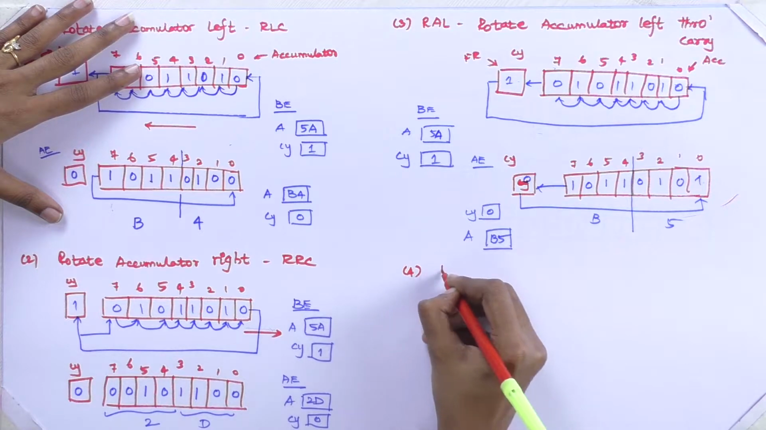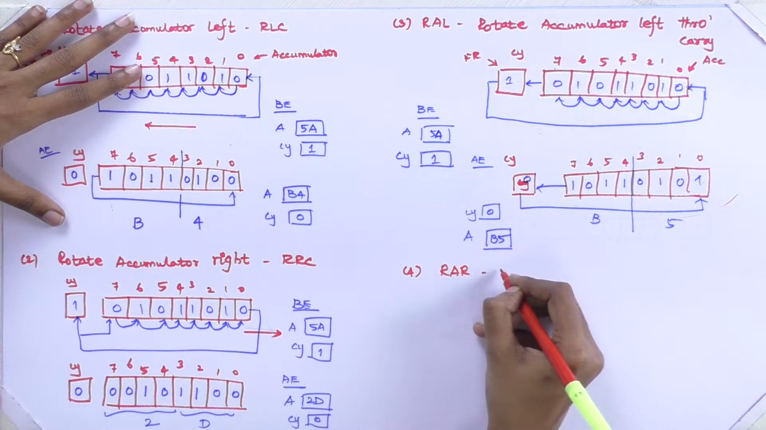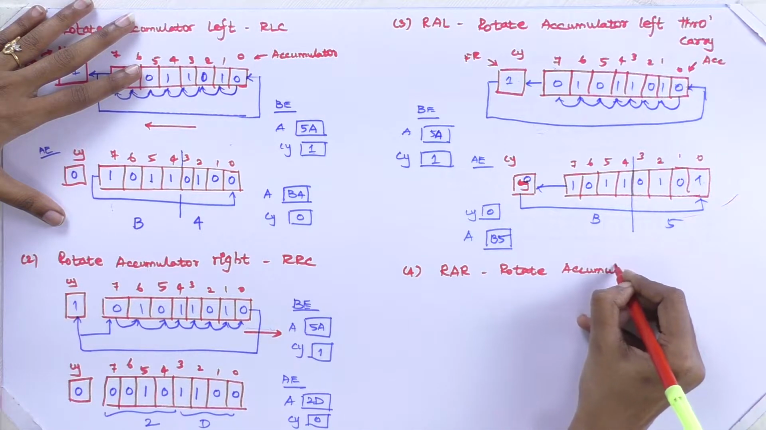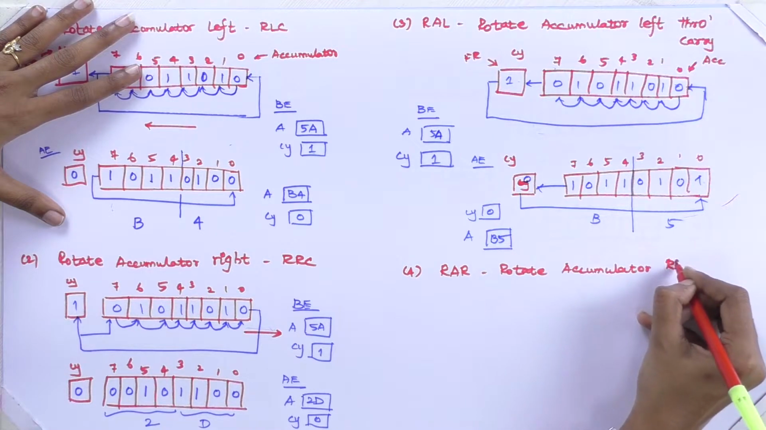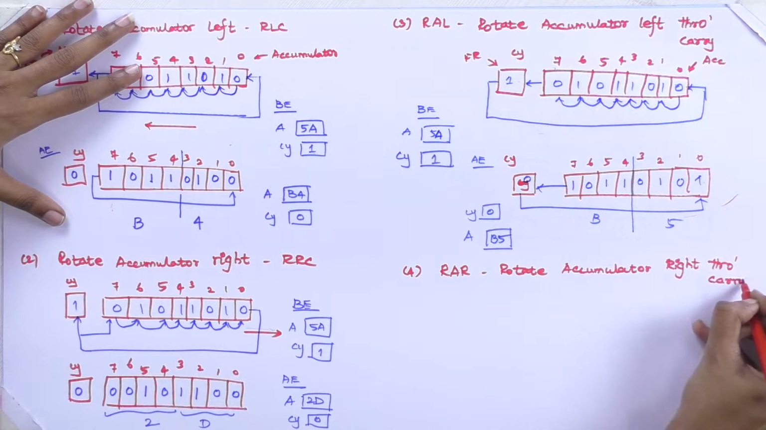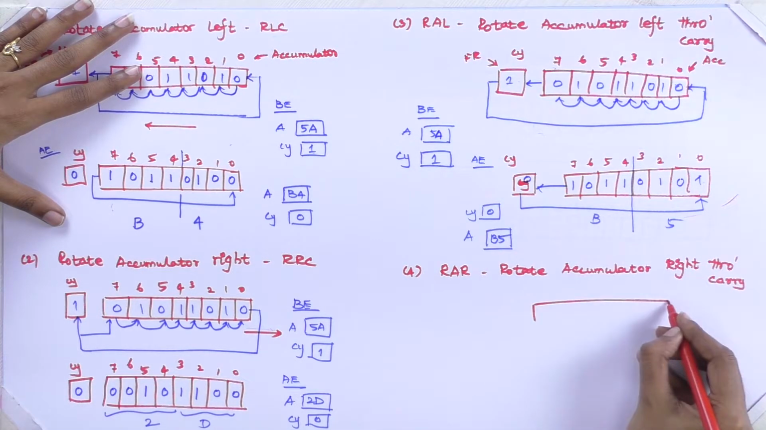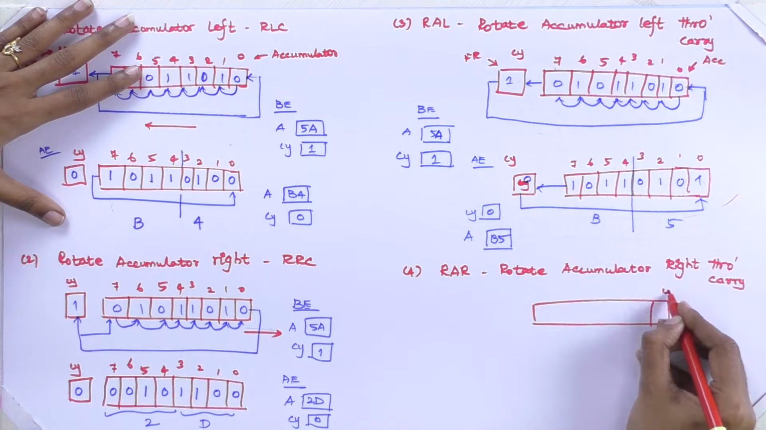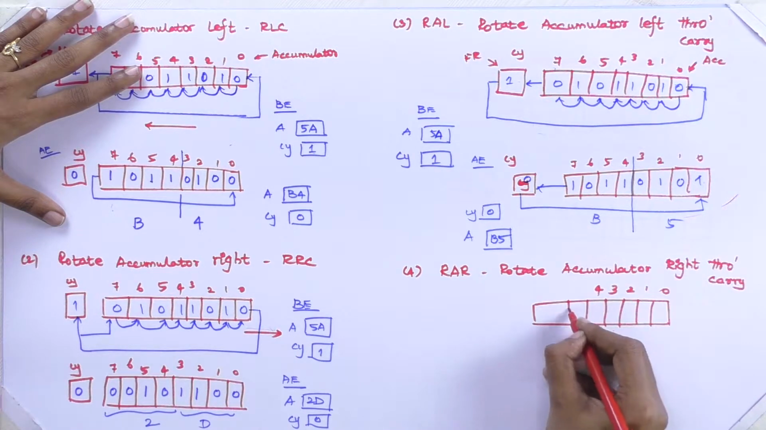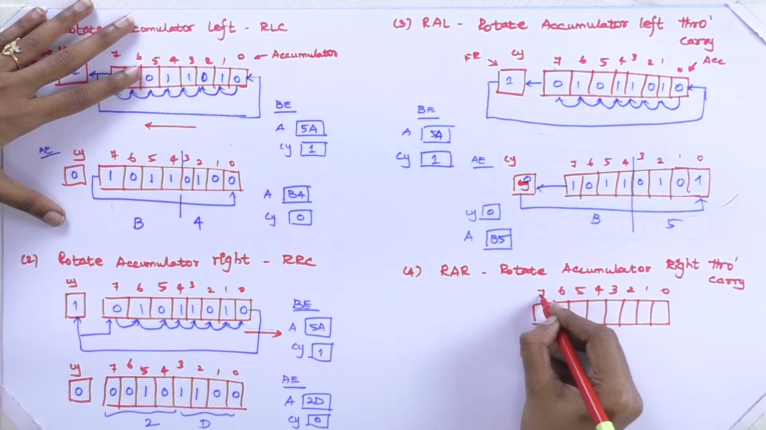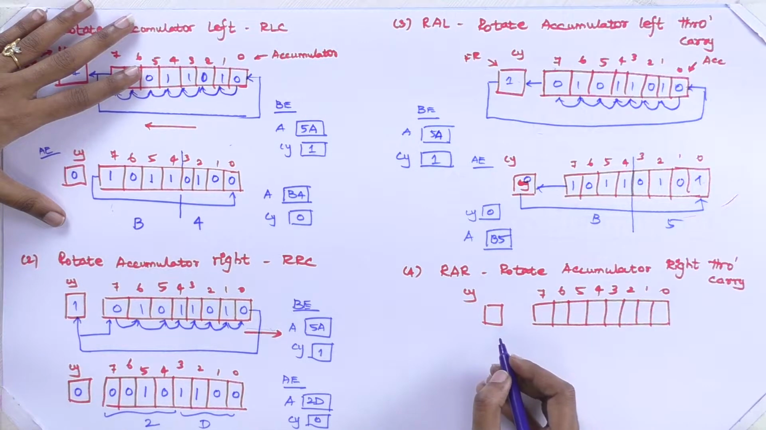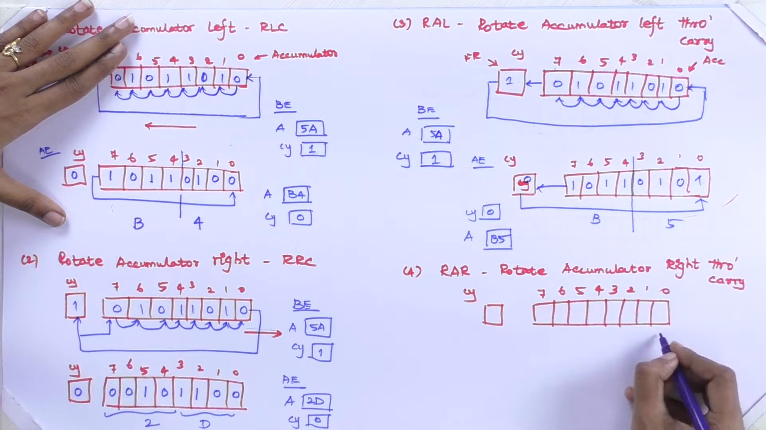The next instruction is rotate accumulator right through carry. Okay, the same scenario. Here, what happens is you are going to rotate right. This is the way we are going to rotate.